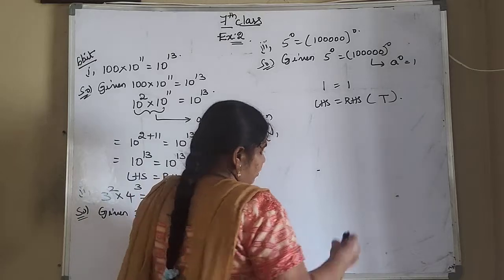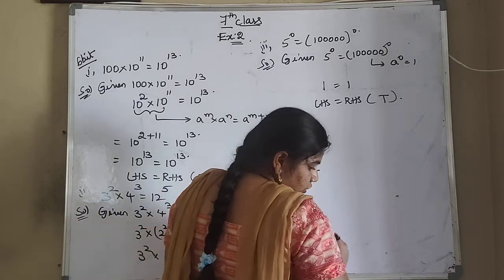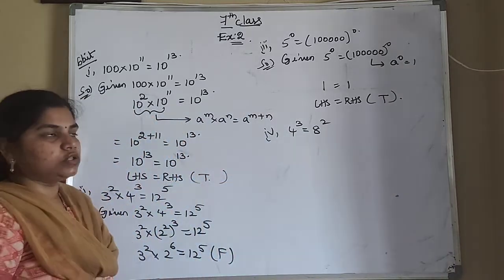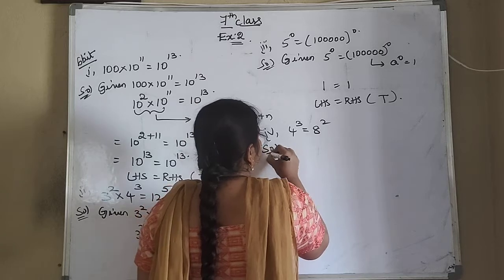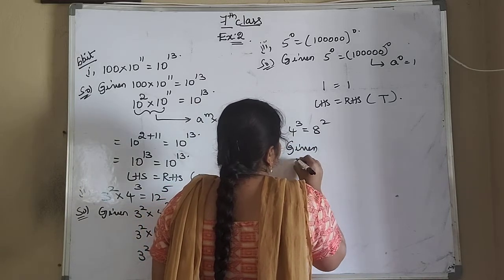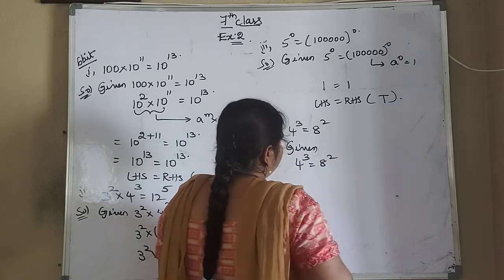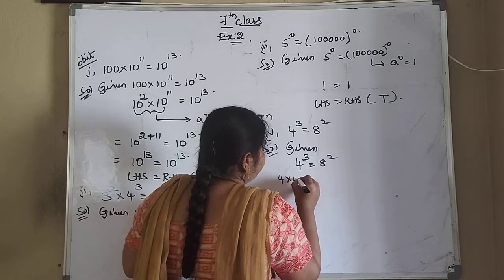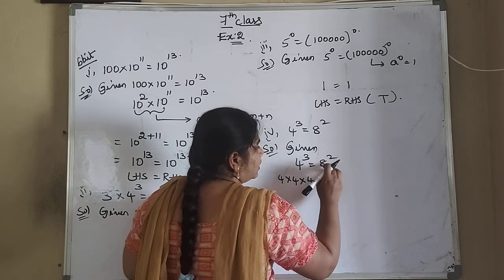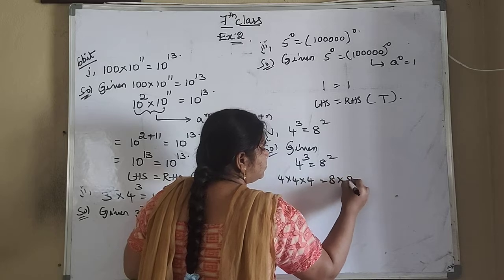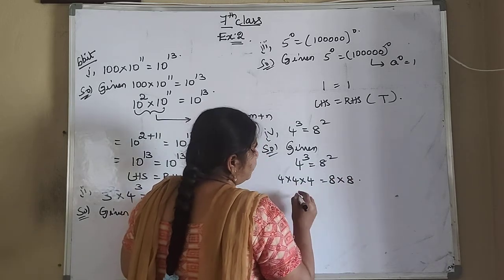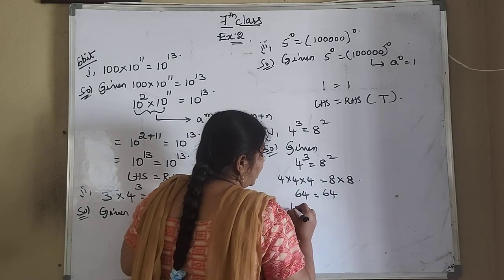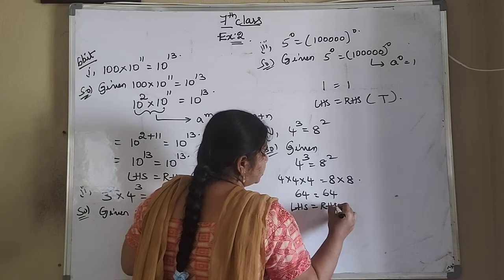Next, fourth one is 4 cube is equals to 8 square. So we have to show 4 cube is equals to 8 square here. So given 4 cube is equals to 8 square. So 4 cube is nothing but how much? 4 we have to multiply 3 times. 4 into 4 into 4. And 8 square is nothing but 8 you have to multiply 2 times. Okay. 4 4s are 16. 16 4s are 64. In the same way 8 8s are 64. It is LHS is equals to RHS. So it is true.